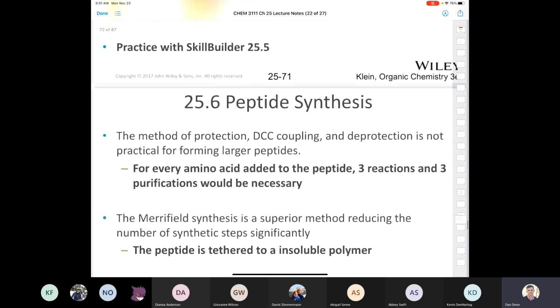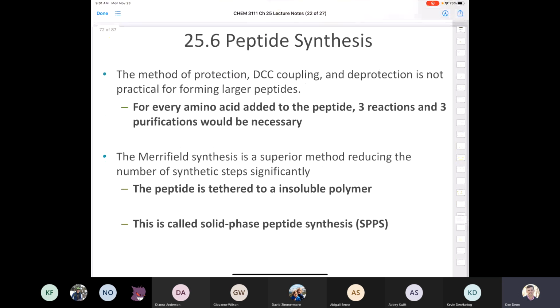This method, the DCC coupling and deprotection, is not practical for forming a larger peptide. I can tell you right now that if you want to make a small peptide, it's more than good enough. It works really, really well. But if you want to make big peptides, you're in trouble using that. It would take way too much time, because for every amino acid that you add, you have to do a protection, coupling, and then deprotection.